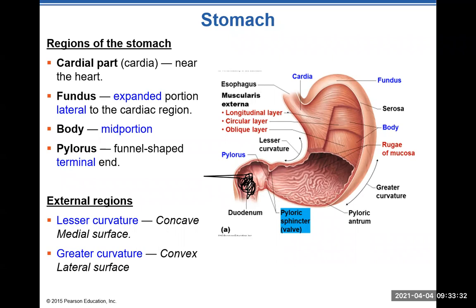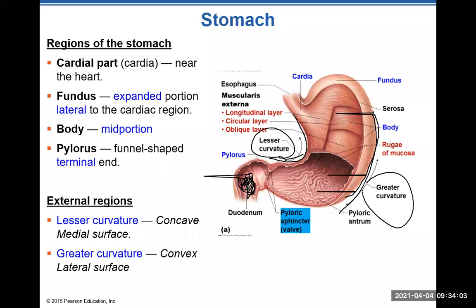If you see here, this part of the stomach is concave medially, isn't it? And this part of the stomach is convex. So this is called the lesser curvature, right? And this one is the greater curvature. The convex, look at my hand. This is the convex part, isn't it? That's the greater curvature. This is a concave part. This is the lesser curvature.